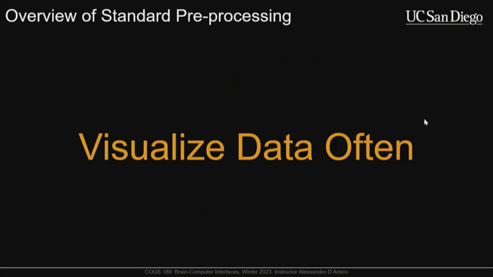And one general tip is to visualize your data often. So plot your raw signals, make sure that your channels look like actual neurological data and not just noise. After you filter your data, make sure that they're not completely distorted, make sure that it looks like the filter was operating correctly. When you're removing artifacts, make sure that those artifacts are gone. You can use your eyes a lot. They're very useful.